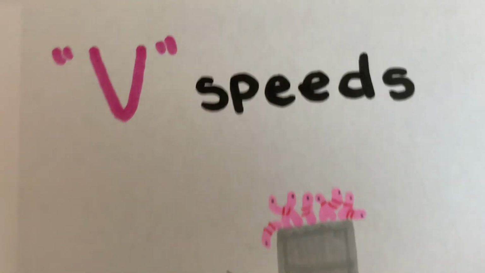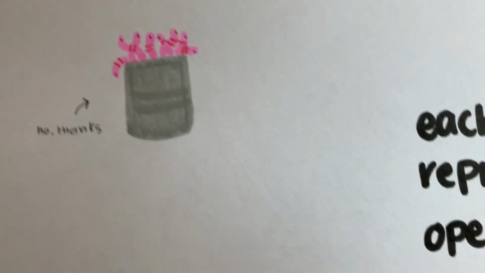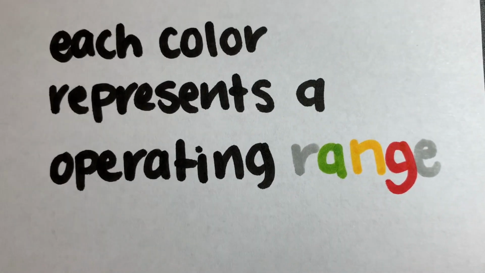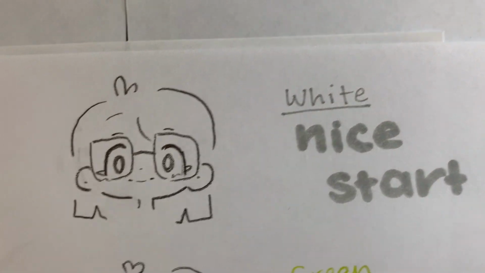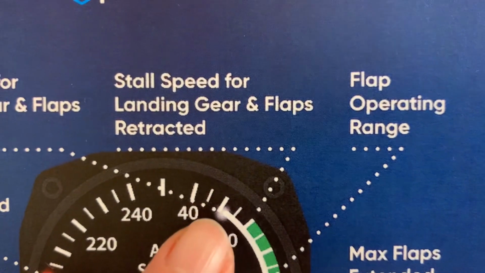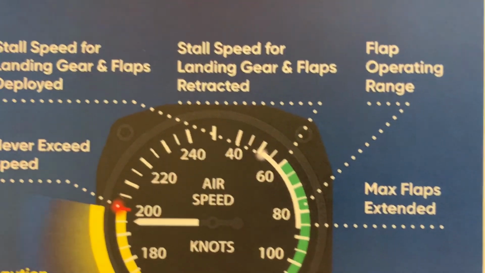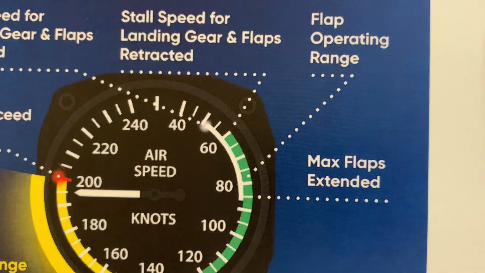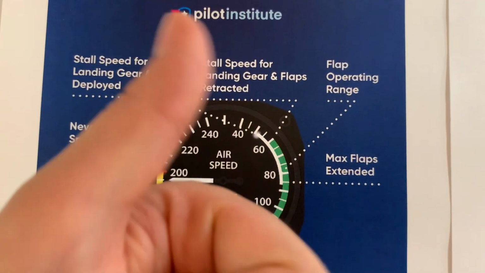These are called V-speeds, and there are plenty of them, but that's another can of worms to open. For now, the general consensus is that each color represents an operating range. The white one is your normal flap operating range. At the bottom of the band, so the smaller numbers, that's your stall speed in which your flaps and all your gear is extended. Meanwhile, at the top of the band, which is the bigger numbers, there's the maximum speed in which you can have your flaps extended without them just ripping off.